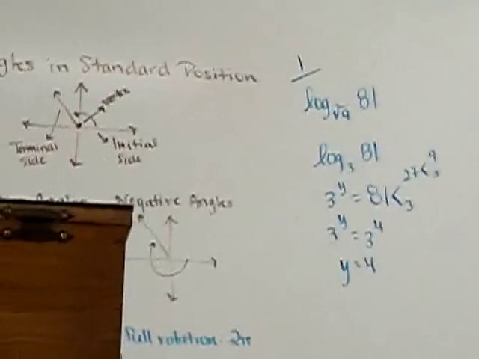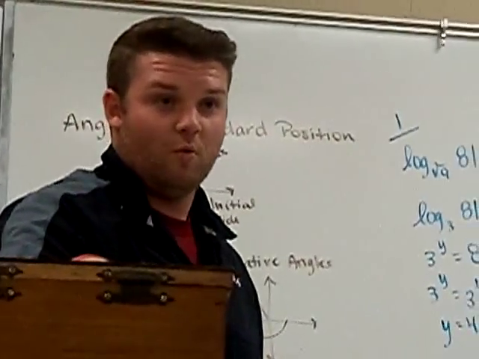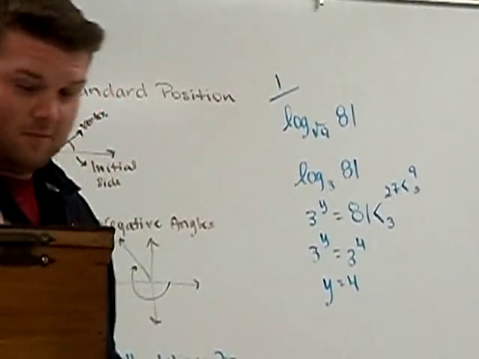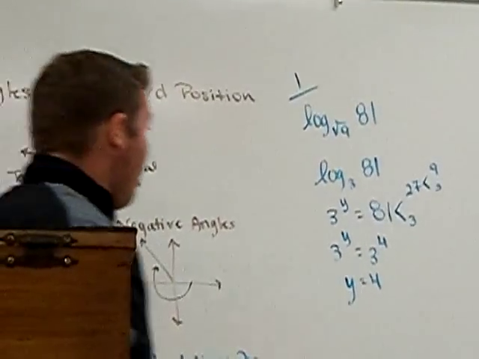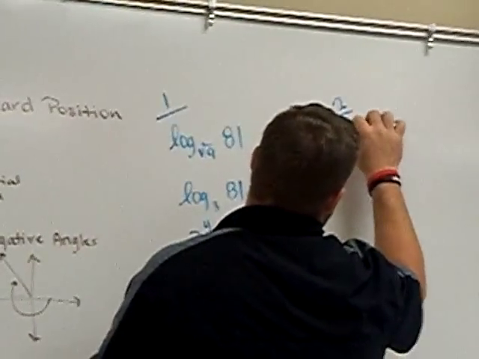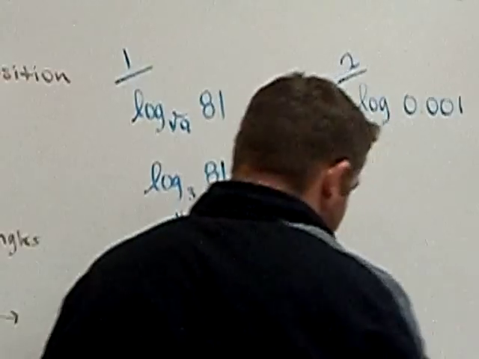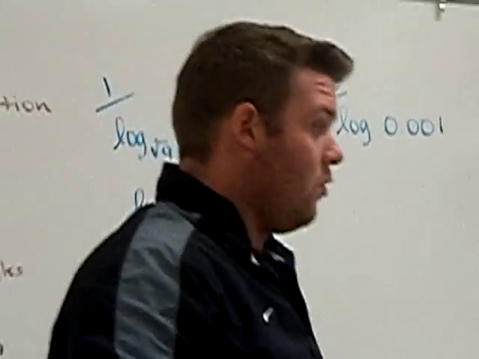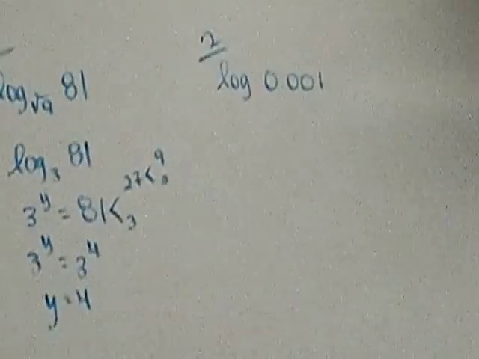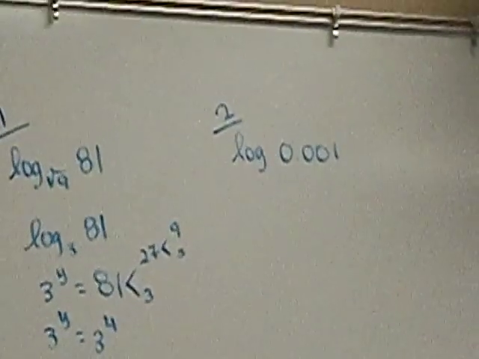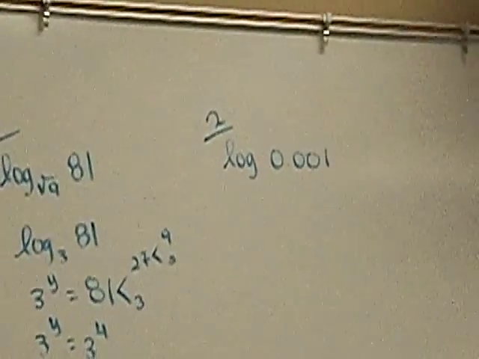All right, questions on 1. Did anybody miss number 2? Number 2. We've got the common log of 0.001. Now, if you remember back, we cannot use decimals when we're talking about logs. But we can take that decimal and write it as a fraction. What is that decimal as a fraction?